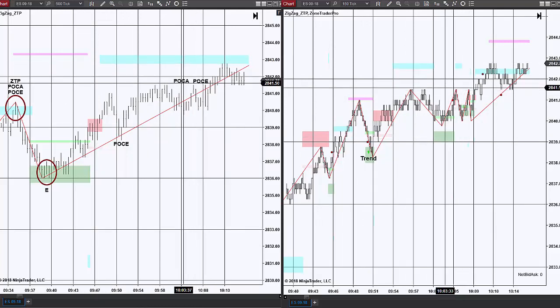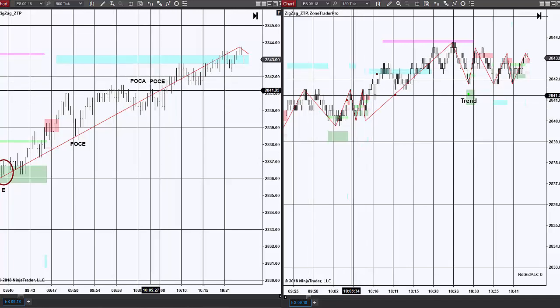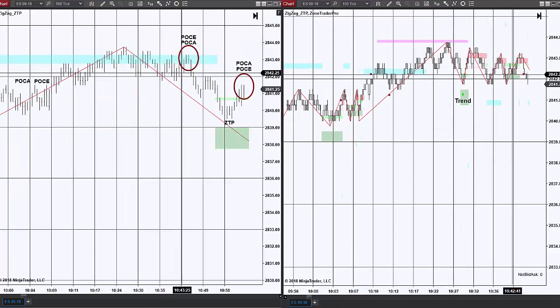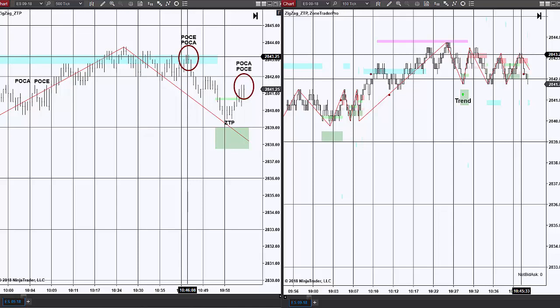When you see multiple point of controls being developed, this would be an indication for a possible early exit, but not necessarily a trade entry. However, as we trade higher, at this point here, we develop a point of control extension and a point of control absorption pattern right at the blue counter trend zone. And at that point, we have an extremely valid trade entry.